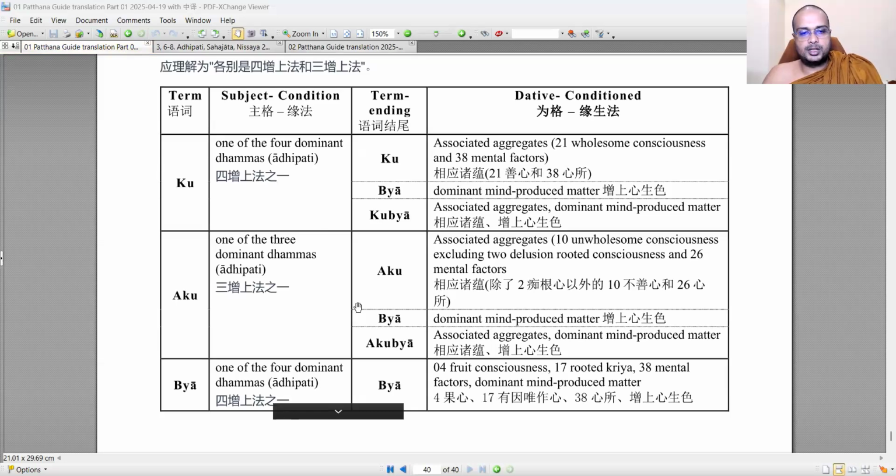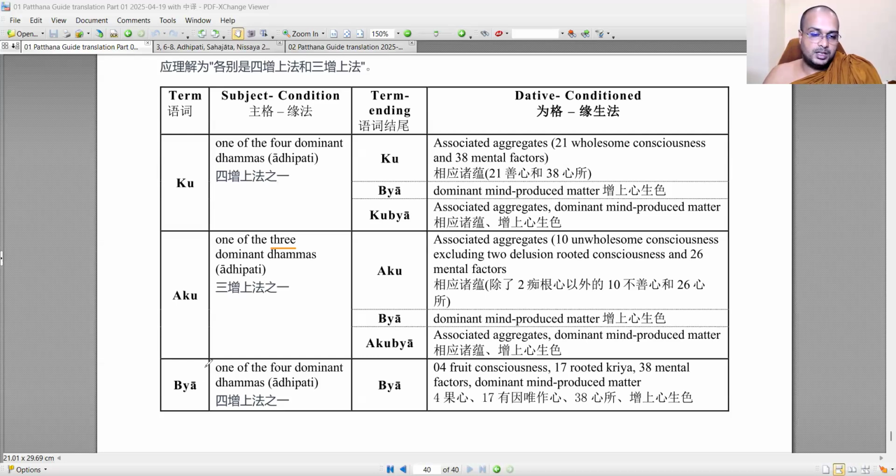Right. So now we move into the akusala terms. Again, here we have one of the three dominant dhammas, and here we have the associated aggregates. In the conditioned, we have the 10 unwholesome consciousness, so the two delusion rooted consciousness are removed, and 26 mental factors, where the mental factor of doubt is removed. In the unwholesome supporting the indeterminate, the condition is the dominant mind produced matter, which is the same as previous. And akusalo akusala abyakatasa, unwholesome supporting the unwholesome and the indeterminate, is the associate aggregates and the dominant mind produced matter, a combination of both.